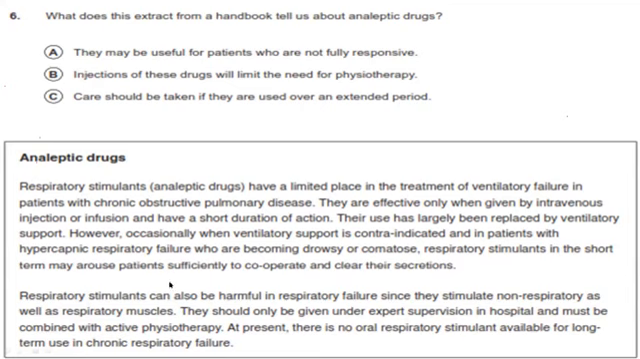That is exactly not mentioned as it, but it means only, like for comatose or drowsy patients with hypercapnic respiratory failure, however, occasionally when ventilatory support is contraindicated, in patients with hypercapnic respiratory failure who are becoming drowsy or comatose.